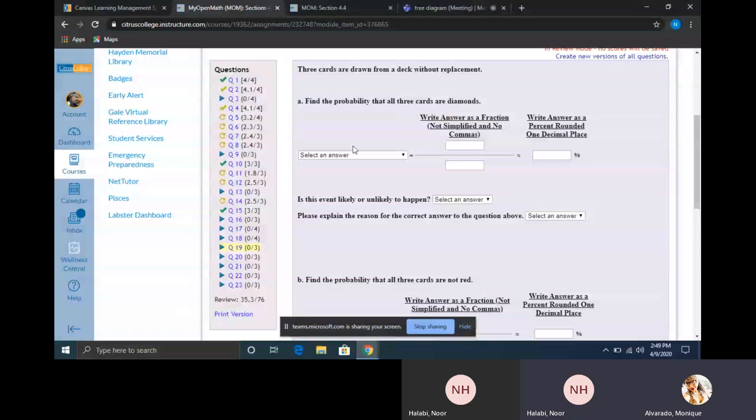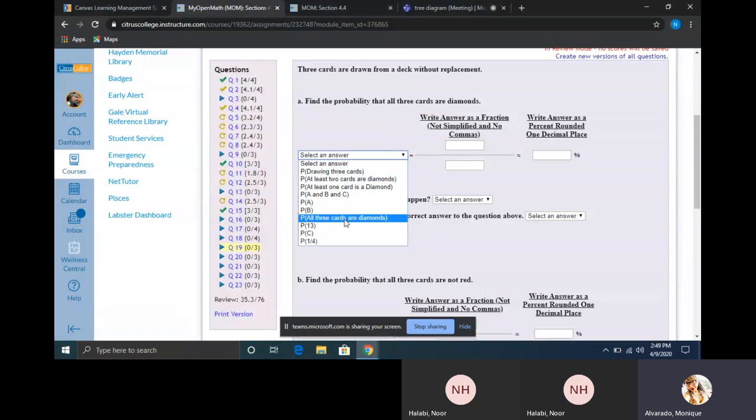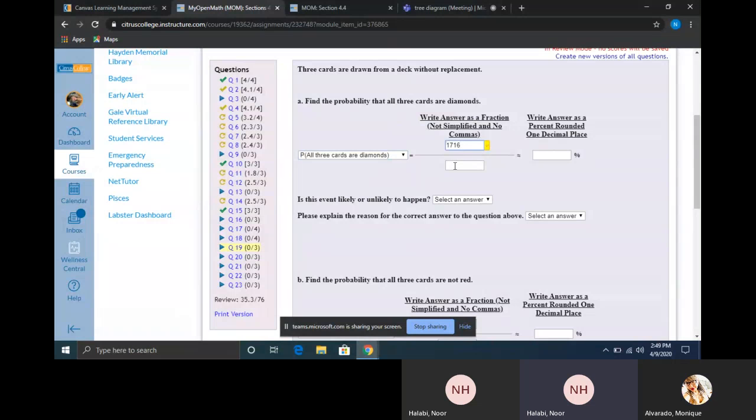Okay, so find the probability that all three cards are diamonds. The answer was 1,716. I'm going to see if I can simplify that fraction. I know it can be simplified, but I just don't know the simplified version of it. It's 1,716 divided by 132,600, right? Yes.